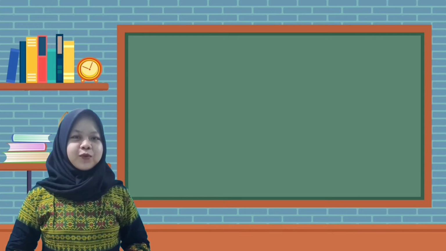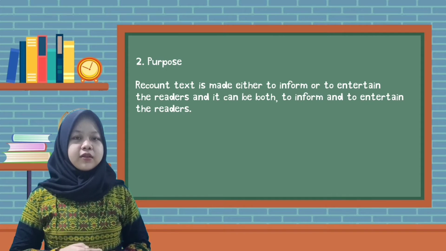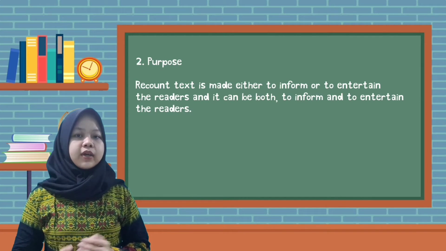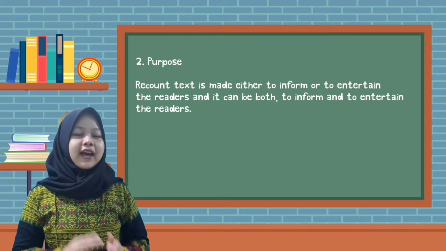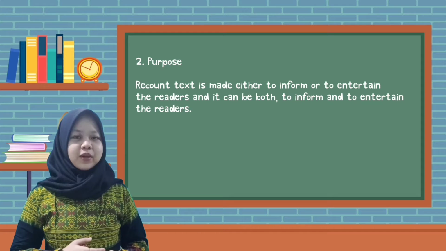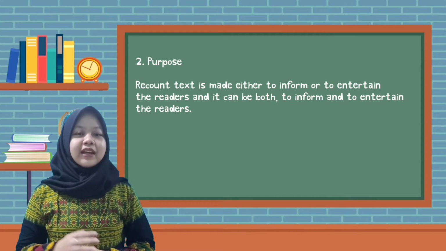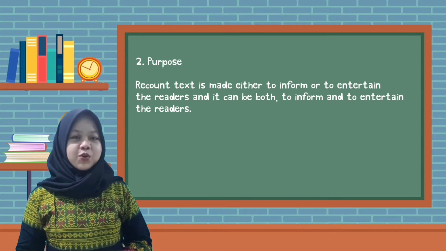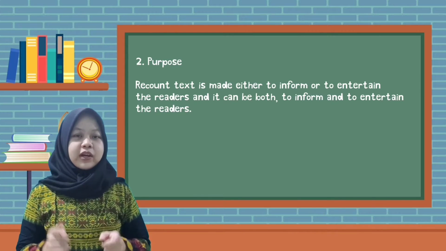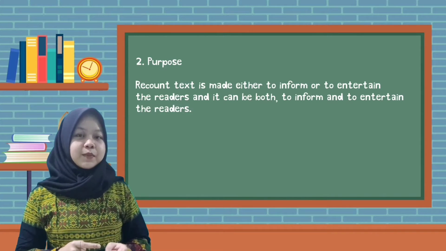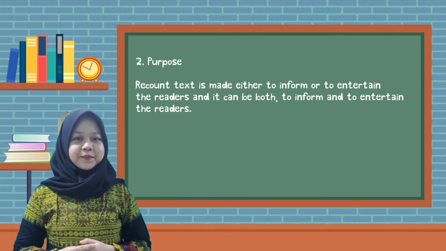Well, now let's move to the purpose. Recount text is made either to inform or to entertain the readers, and it can be both, to inform and to entertain the readers. For example, to inform the readers, the writer retells a story about camping, and then you, as a reader, know that the writer has been camping and know what is needed for camping.